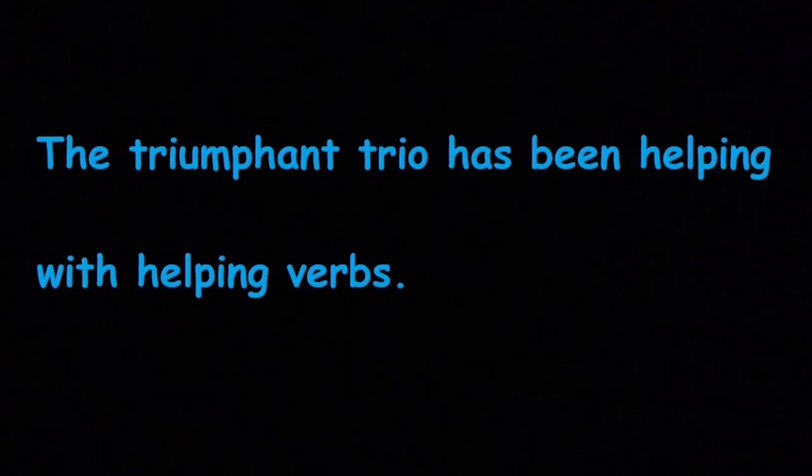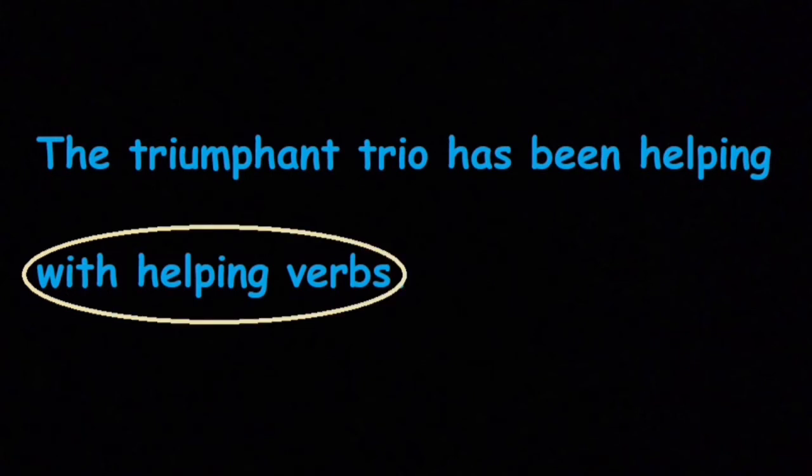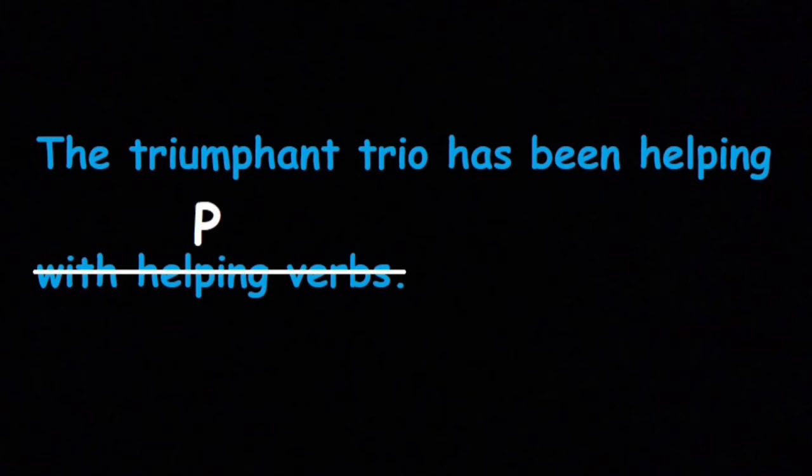What's the first step in search and check? We got to mark out the imposters. Do I see the word to in there? Nope. So there's no infinitives. Do I see any prepositions? Yes, I do. I see the word with, which means that with helping verbs is a prepositional phrase. I'll cross that out and put the letter P above it.